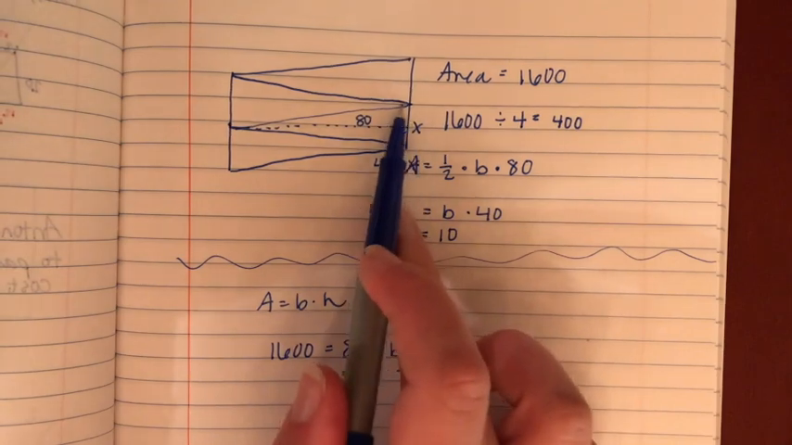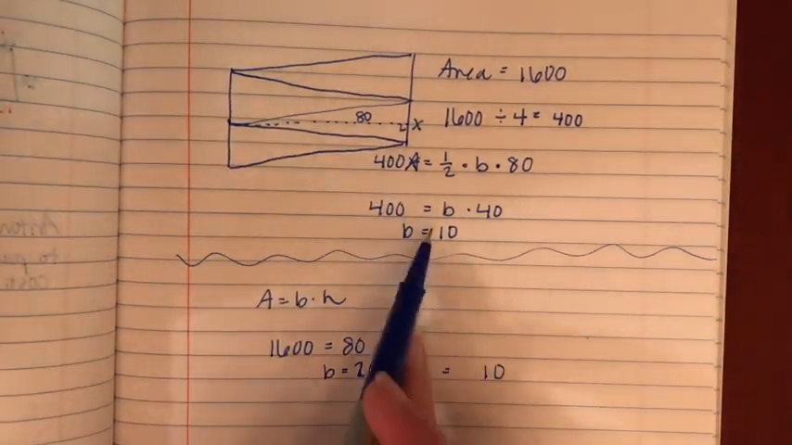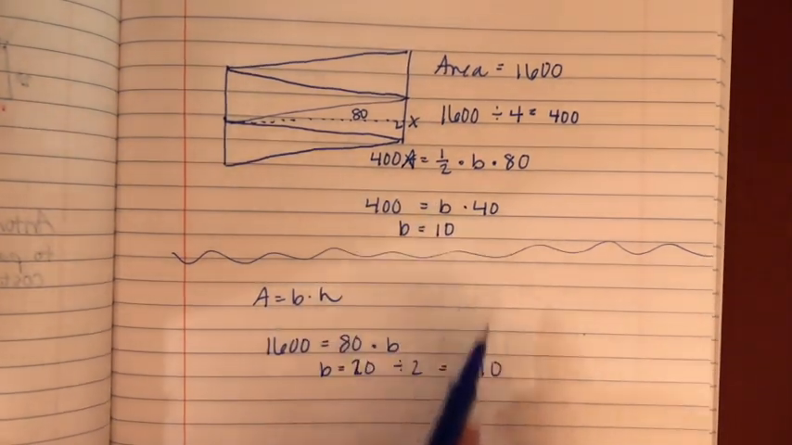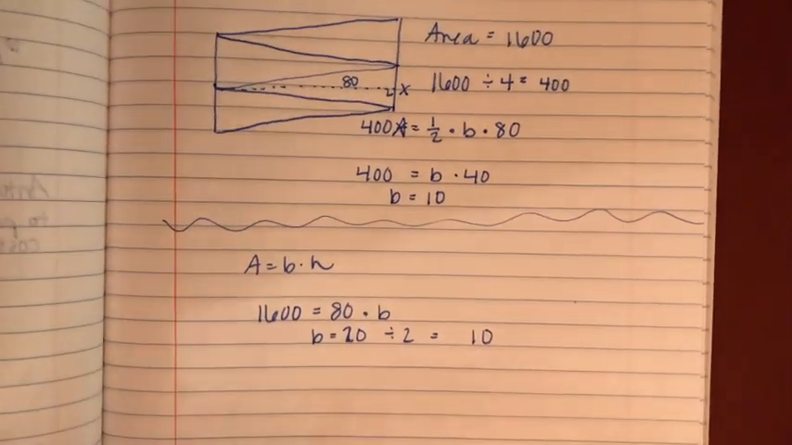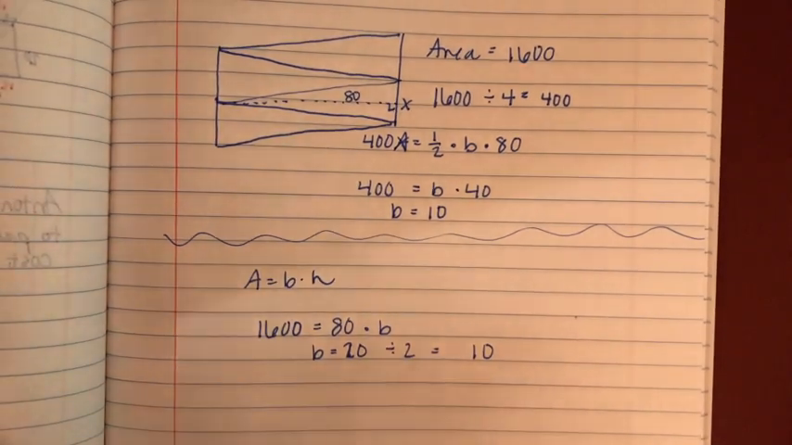So in both situations, whether or not I found the area of the whole thing, or found the base of the whole thing and cut it in half, or found the area of one piece and used that to find the base, I get the exact same answer. I get 10 for both of them. So there's multiple ways to solve each of these. It's just up to you how you see it and which way you think is going to be easiest to solve.